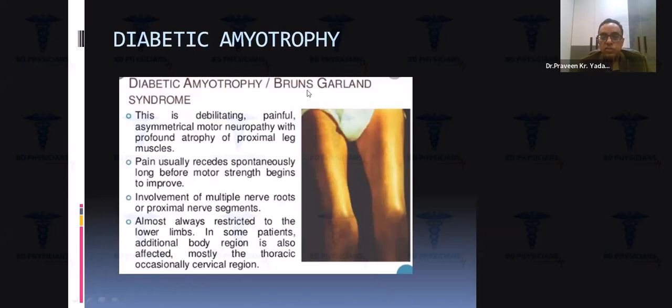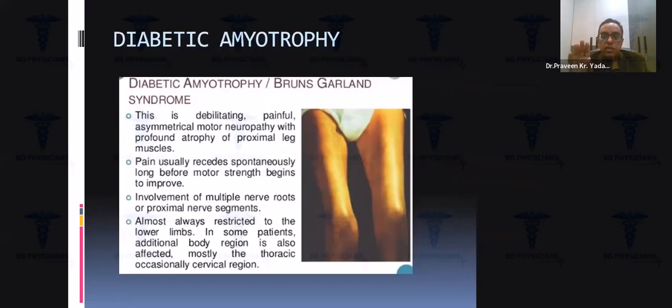It's also called the Burns-Garland syndrome, and you can see there is a wasting of this thigh compared to this. So always look for the wasting and then squeeze the thigh. You can get severe pain. You examine for the proximal weakness; the hip flexion, hip adduction, and the knee extension are the key movements which are involved, and the knee jerk will be absent in most of the patients. So this could give us a clue that it is a diabetic amyotrophy.